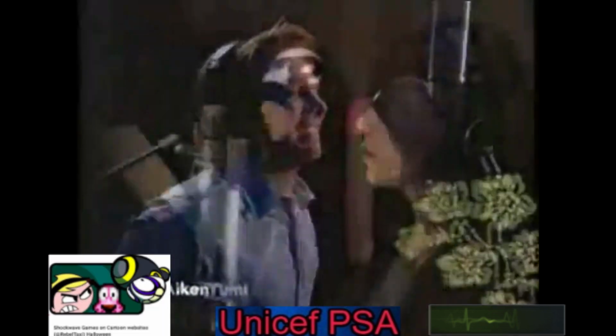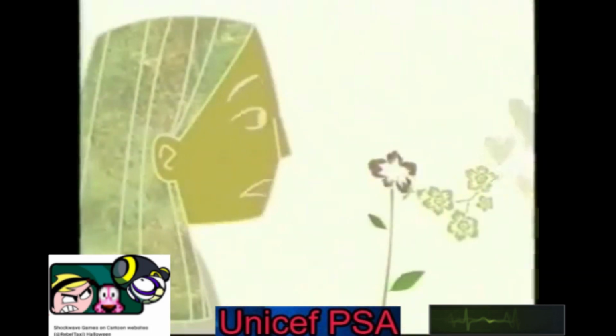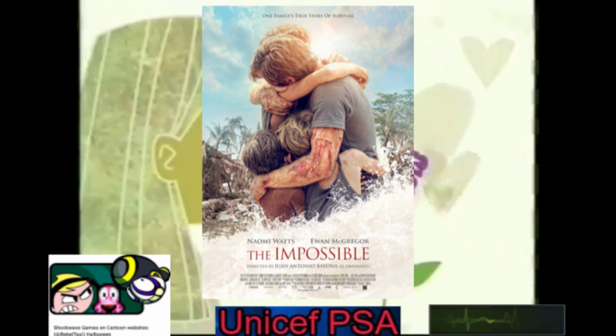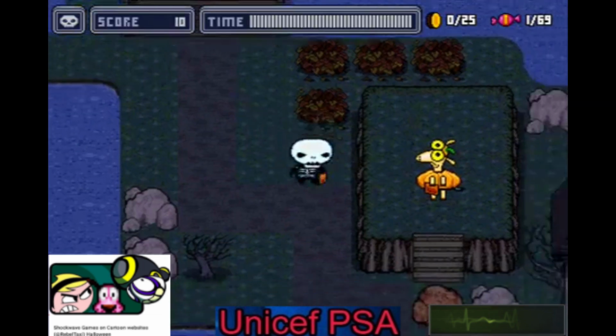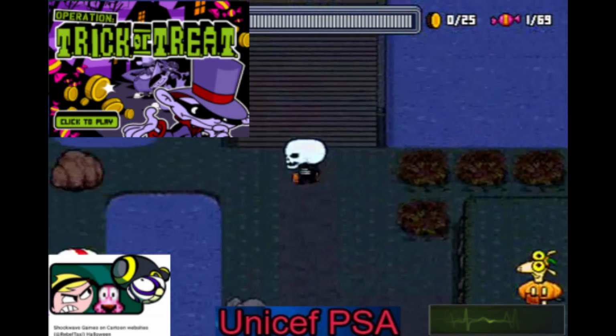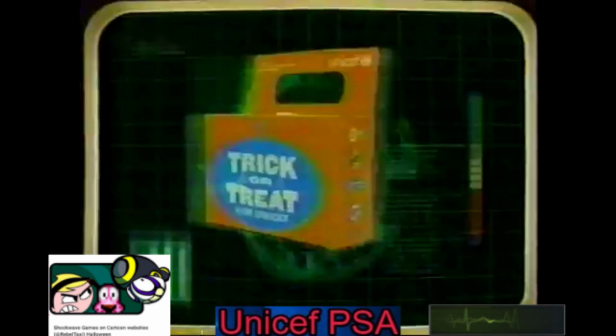There was even a music video with Clay Aiken and Puffy Amiyumi singing Give a Little Bit after the 2004 Indian tsunami. You know, the same disaster that was shown in The Impossible. And most importantly, the Trick or Treat Beat or Kids Next Door Operation Trick or Treat Flash game, which promoted Trick or Treat charity from UNICEF.